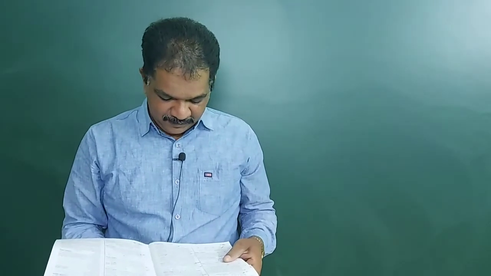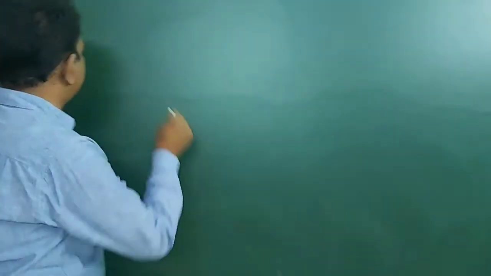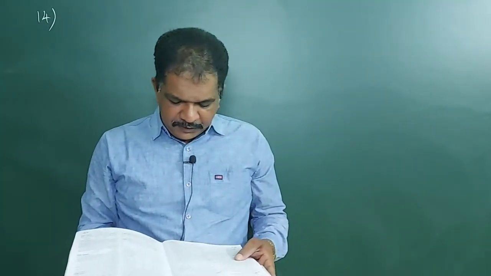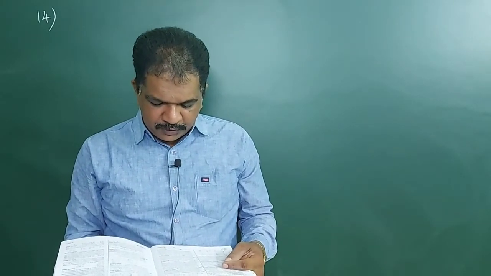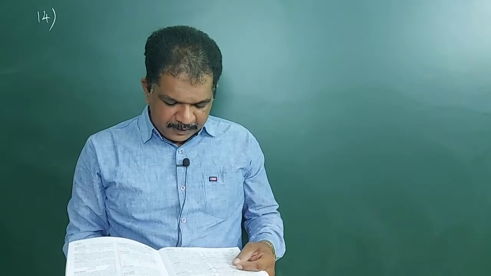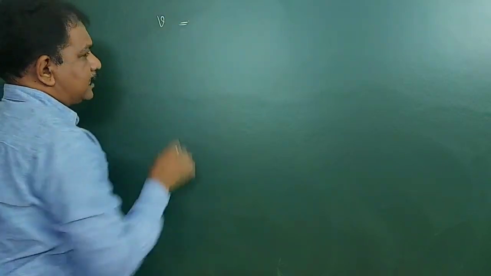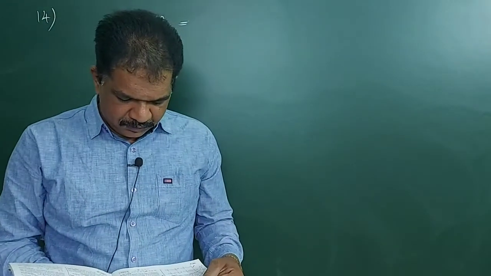Next, see the 14th. We'll finish all the problems in this class itself. Be patient. Fourth question, 14th, what they are asking is: a particle executing linear SHM with amplitude 3 centimeter. When the particle is 2 centimeter from the mean position, the magnitude of velocity is equal to its acceleration. Then what is the time period? So magnitude of velocity is equal to acceleration.